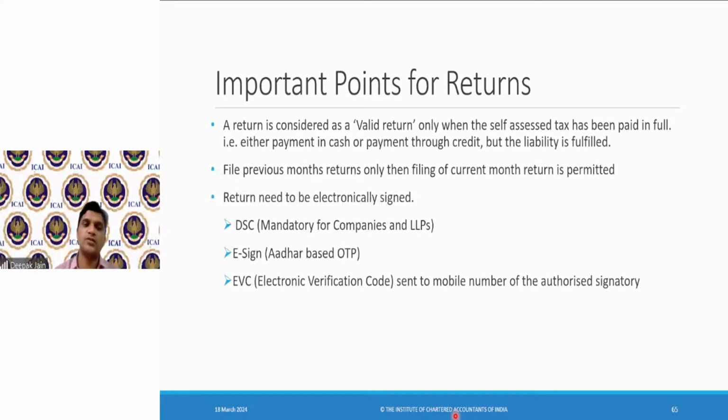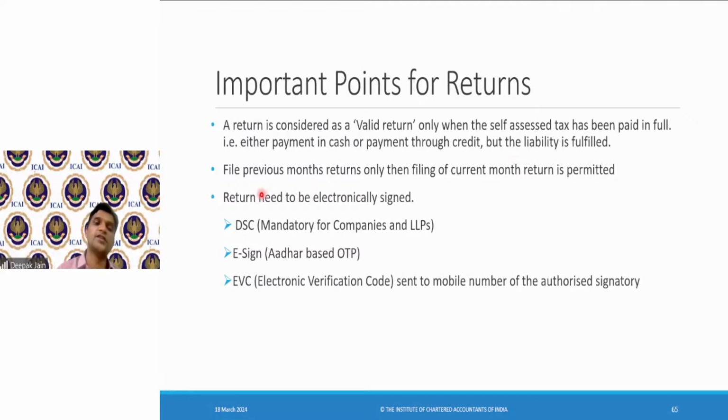Important point for returns: a return is considered a valid return only when the self-assessed tax has been paid. So only when I pay the taxes and then file the return, it is a valid return. In any case, without payment, the system won't let me file the return. So it's only theoretical: can there be an invalid return? An invalid return cannot exist, because if I don't pay, then I cannot file a return.